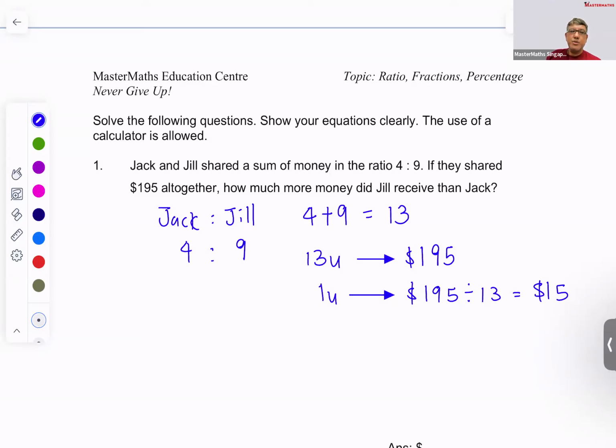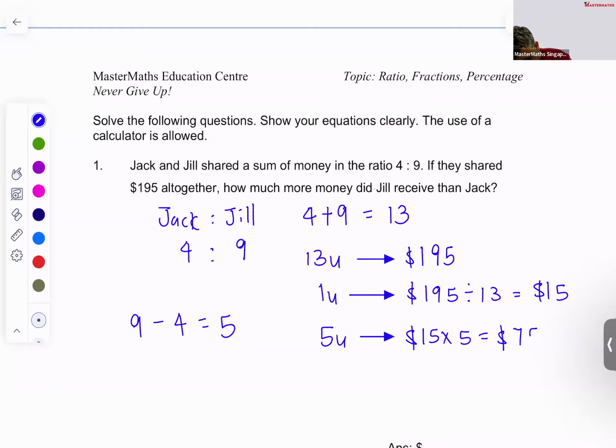Okay, you can do two steps. You can do two ways. Number one, find out how much Jill has, the 9 units. Find out how much Jack has, the 4 units, and then you subtract. Another way is to work by the units. So Jill has 9 and Jack has 4. The difference is 5 units. So I'll just take 5 units is 5 times 15. 75.